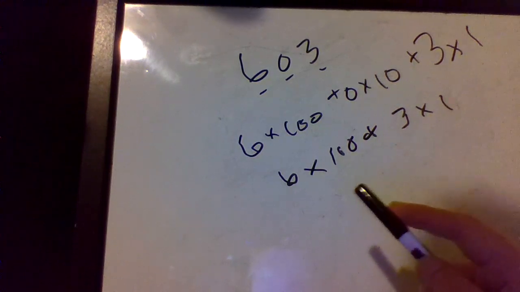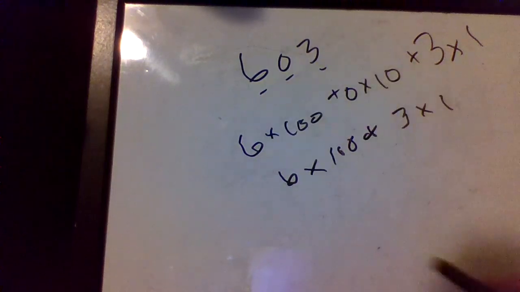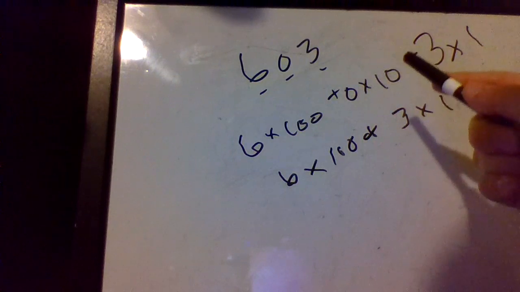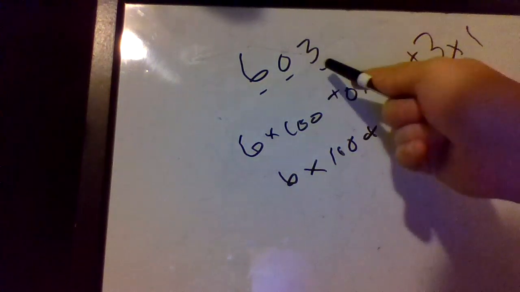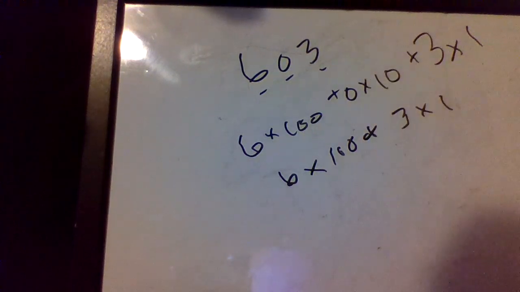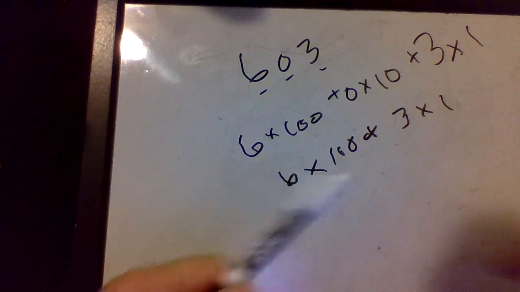I've seen a lot of people write 6 groups of 100, 3 groups of 10. But then what do you have in the ones place? If you look here, the 3 is in the ones place, so it can't be 3 groups of 10. So that's one of the tricky examples I'm talking about.